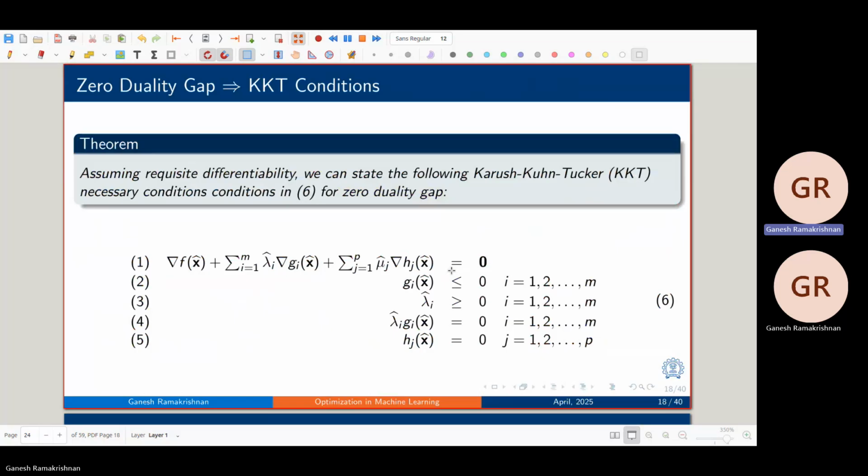But if you can find a bunch of lambdas and mu's and an x star or x hat such that these conditions hold, then that's a necessary condition for optimality. Not yet sufficient. Did we bring in convexity anywhere? No convexity so far, right? And so far we only looked at necessity. Now we'll move a little further.